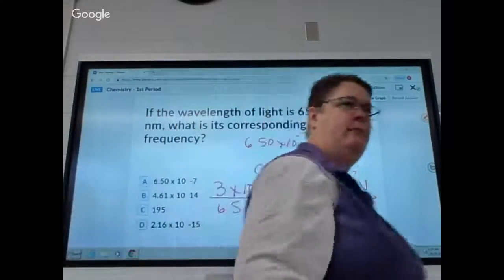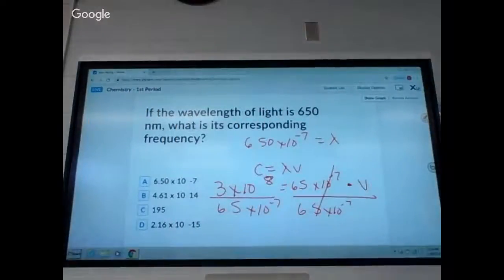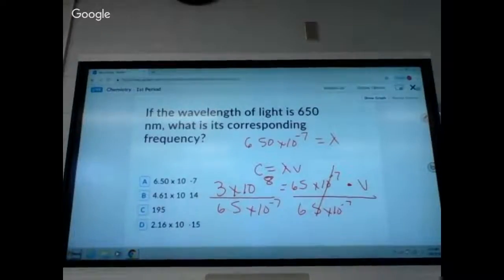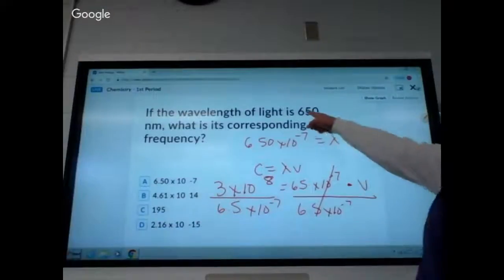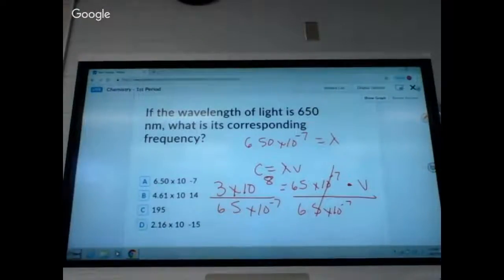Okay, so we're getting down. C is what? The speed of light, and the speed of light is 3 times 10 to the 8th. That's a constant. Lambda is 6.5 times 10 to the negative 7th, which is what y'all got by changing that, and that's how we find wavelength. Then you divided both of them by lambda, the 6.5 times 10 to the negative 7th.